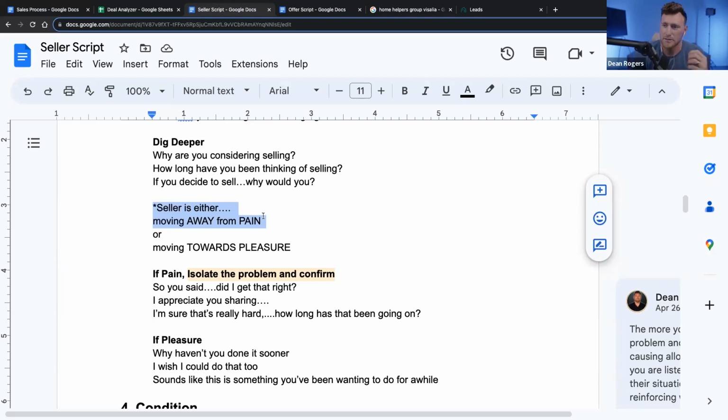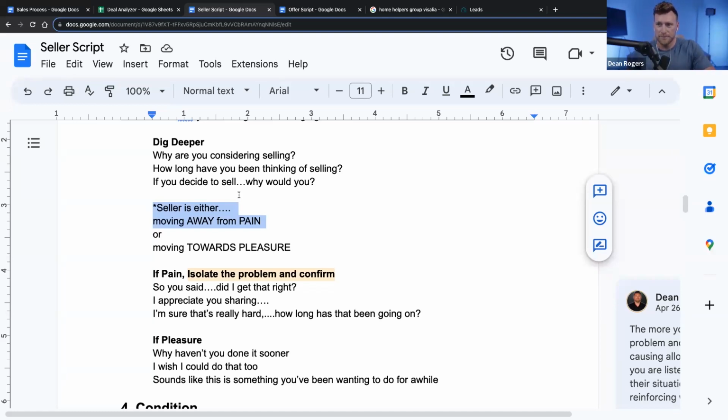Oh my gosh, so sorry to hear that. That must be really tough. Your tonality is everything. Tonality is everything in this conversation. And what type of tone is going to be determined on whether they're moving away from pain or towards pleasure. If they're towards pleasure, oh my gosh, that's so exciting. How long have you been thinking about doing that? All right, cool. It's a different tone now. And that is a big difference maker in how that call goes and what kind of relationship you're building with that person.